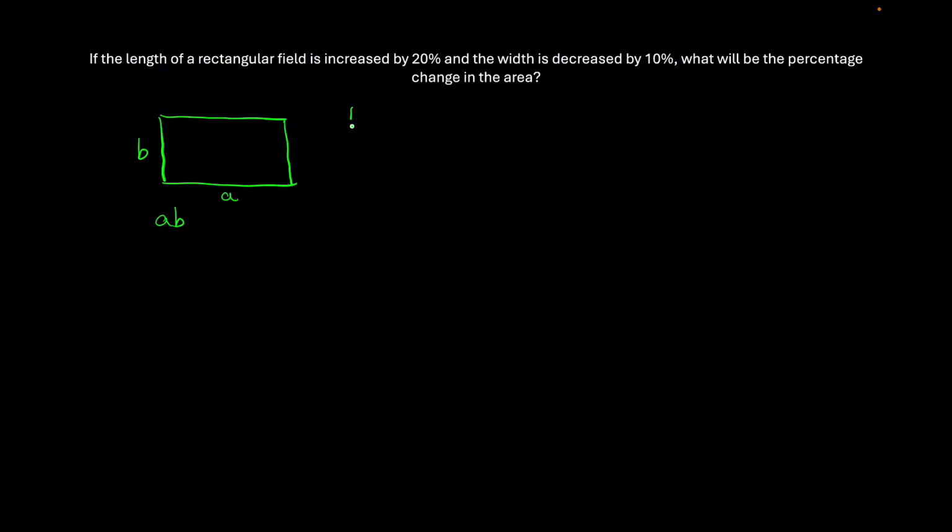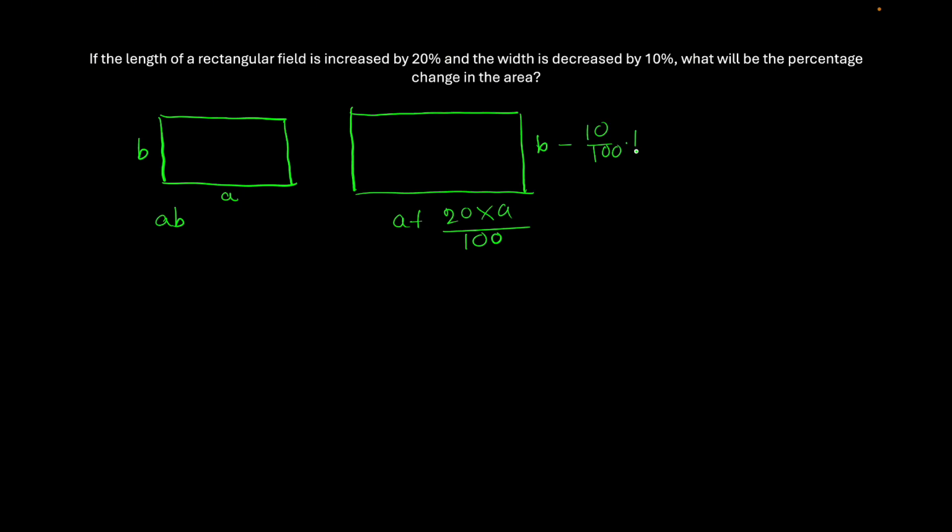Now the length is increased by 20%, and the width is decreased by 10%. So now our new length will be, as it is increased, A plus 20 into A by 100, as it's increased 20%. And what will be the new width? It will be B minus 10 by 100 into B.